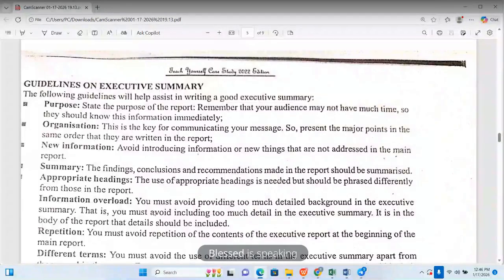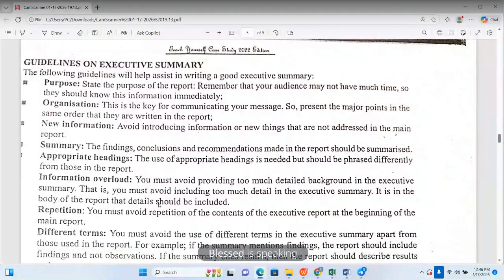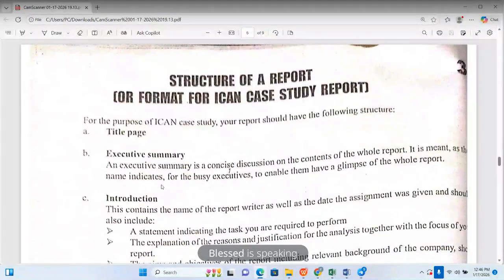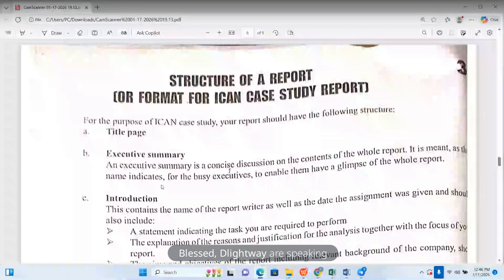So, challenges of executive summary, you can read this one as well because of our time. This is the format for the title page. I said the other time that we have the title page followed by the executive summary and then the introduction. Don't forget: title page, executive summary. There are three major things that must be included: your introduction, the main body, and then the conclusion.